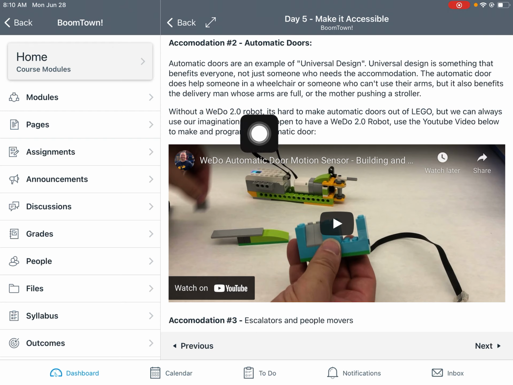If you have a WeDo 2.0 robot, then you could make the automatic door with the motion sensor. You can watch my YouTube tutorial here to figure out how to do it.